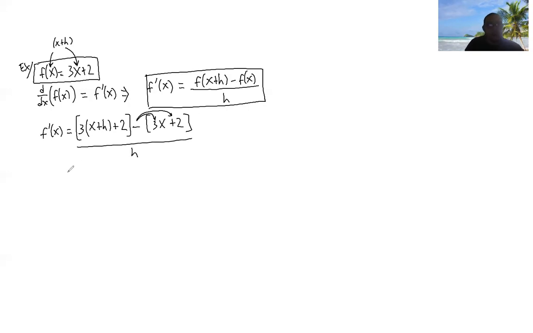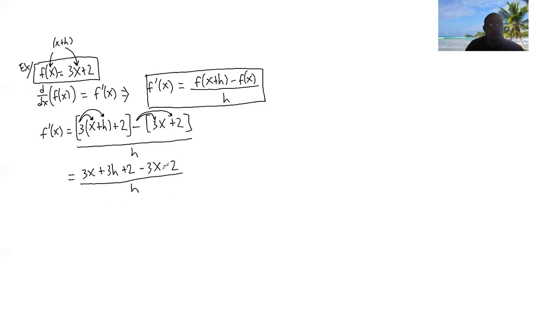So now let's work it out and simplify. Same thing here, you're going to have to multiply. Distribute the 3 to each of those terms. So you're going to get 3 times x, which is 3x, plus 3 times h, which is 3h, plus 2, minus 3x, because a minus and a positive make a minus. Same thing here, a negative and a positive make a negative, so minus 2. All that divided by h.